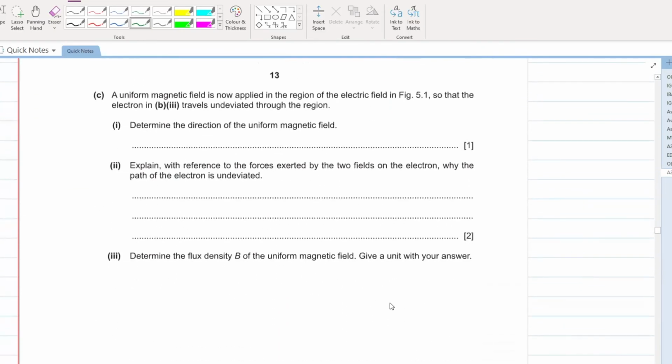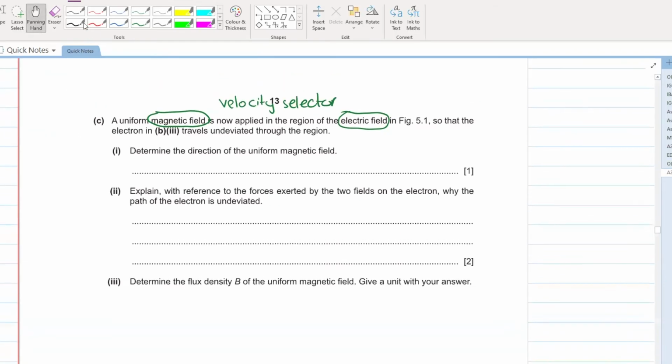Chalo, let's further move ahead. A uniform magnetic field is now applied in the region of the electric field. Always remember, if electric field and magnetic field are applied in the same region, the examiner is hinting to velocity selector. And in velocity selector, electric force would be equal to the magnetic force, so that the electron travels undeviated through the region. This is a velocity selector.